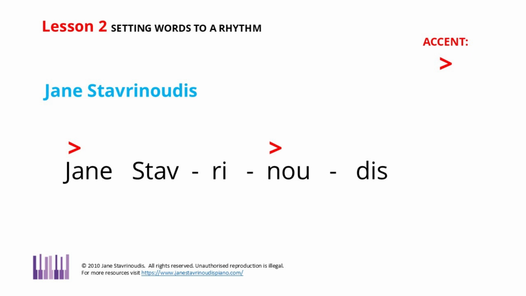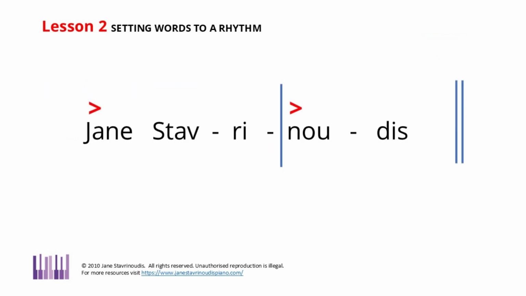The first step is to write out your words and break up the syllables. Then say the words out loud and listen for the strong syllables. When I say my name or any words, I am listening for the strong beat, and that is where I will put an accent. My name sounds like this: Jane Stavronidis. Now put a bar line to the left of the accents and a double bar line at the end to indicate the ending.